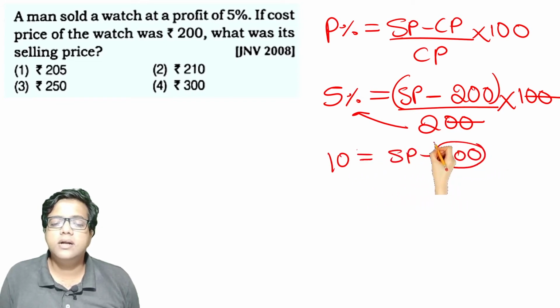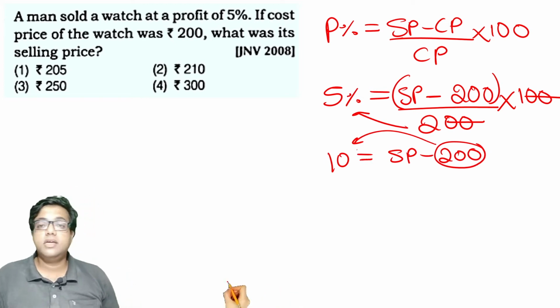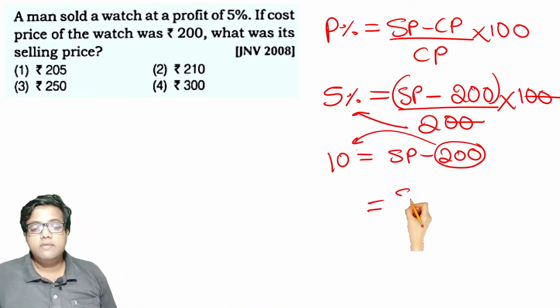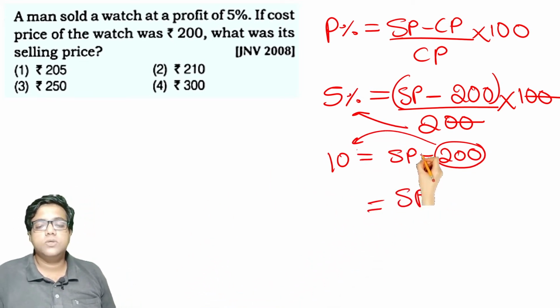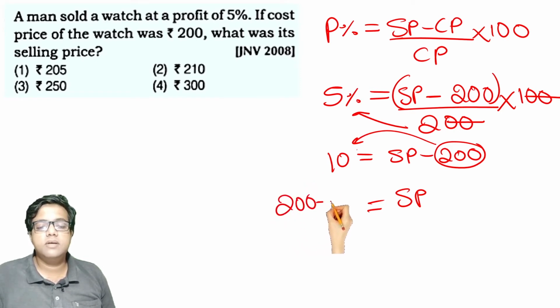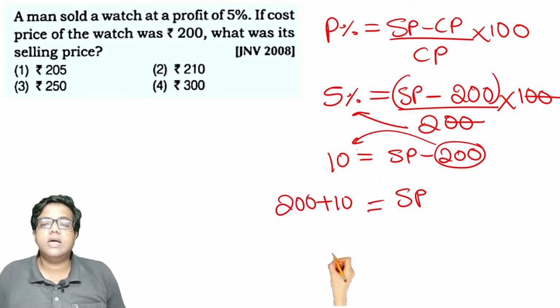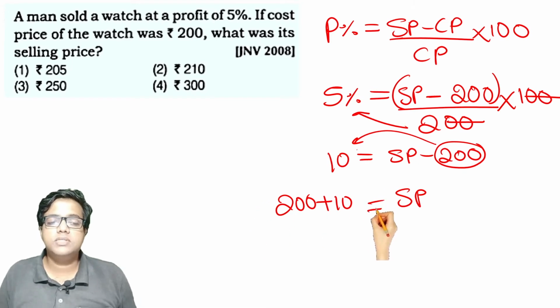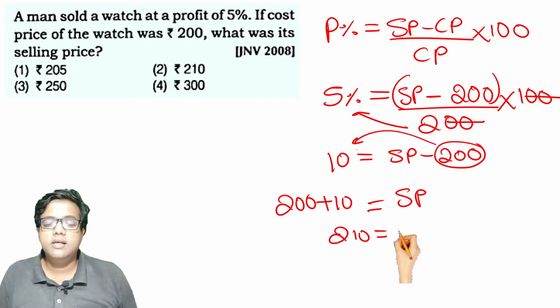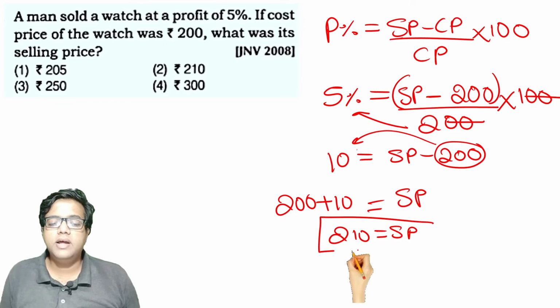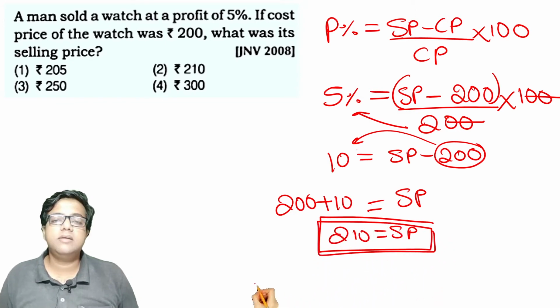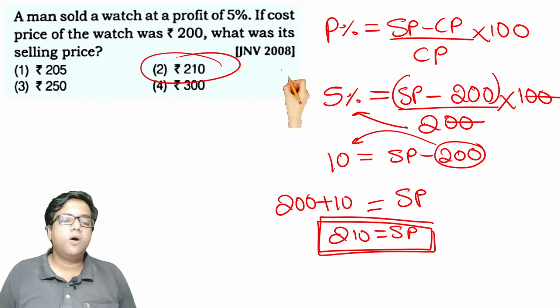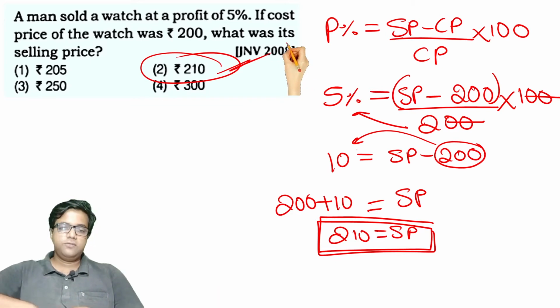So this 200 will cross over the equal sign, and I will keep the selling price on the right hand side. So 200 crosses over, the negative sign becomes a positive sign, and there is already a plus 10 there. So 200 plus 10 is equal to 210, which is the selling price. The selling price is 210 rupees. Option 2 is the right answer for this question.